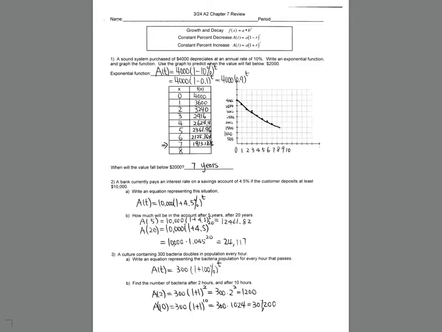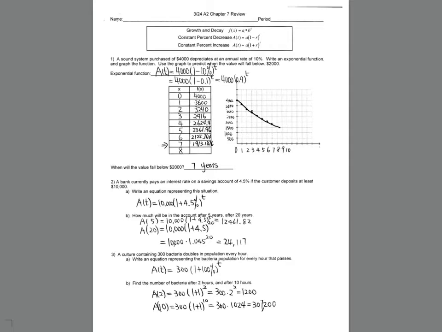So if you start with $4,000 and depreciate at 10%, how are you going to calculate the values after 2 years, 7 years, 8 years, 10 years, 12 years? We can use the formula given above. A of t, your final value, equals what's the initial? 4,000. You start with 4,000. That's what I keep trying to emphasize. 4,000 is your initial value. And then the rate, 1 minus 10%.